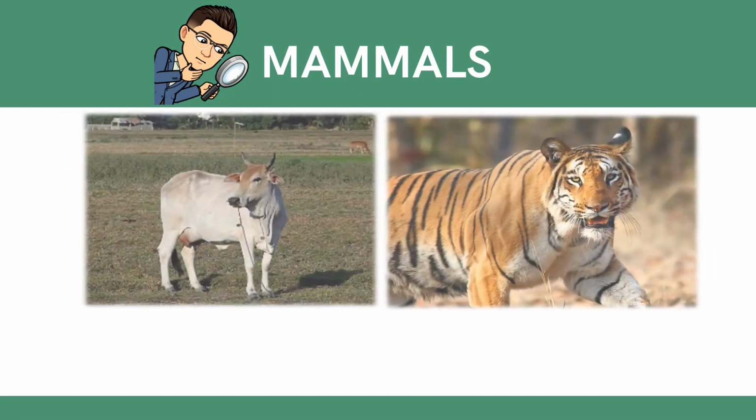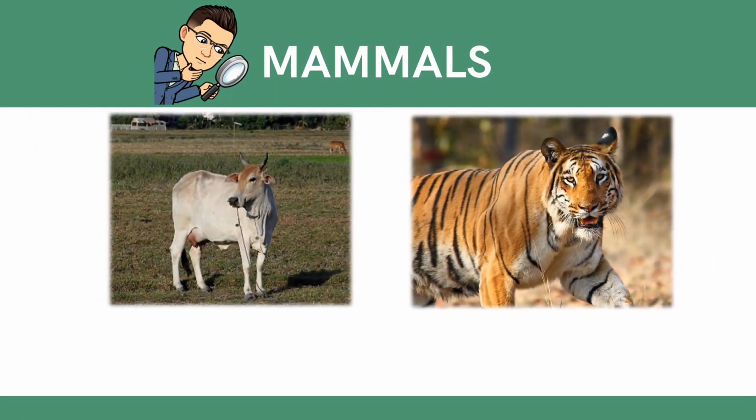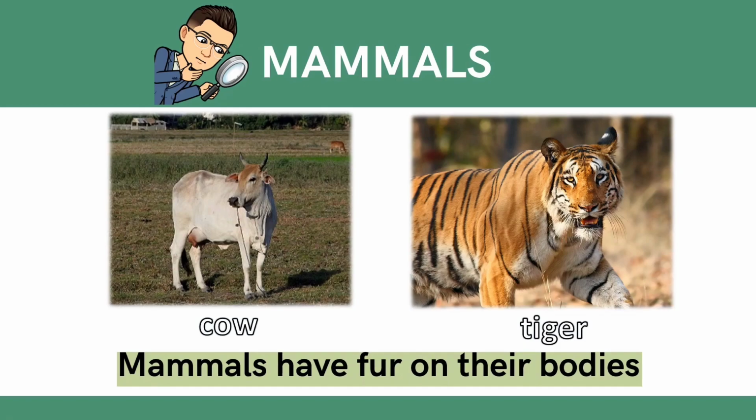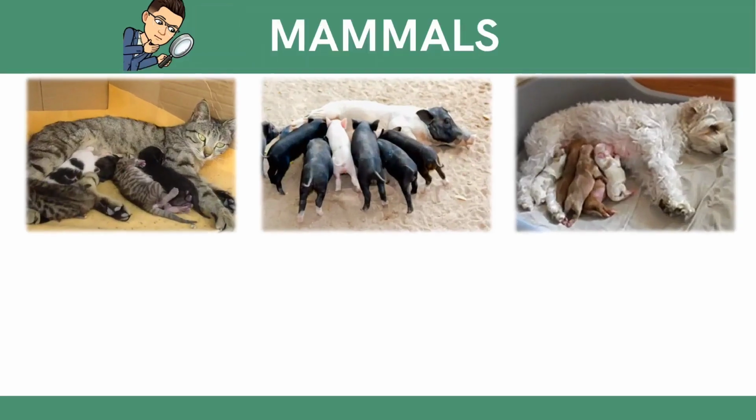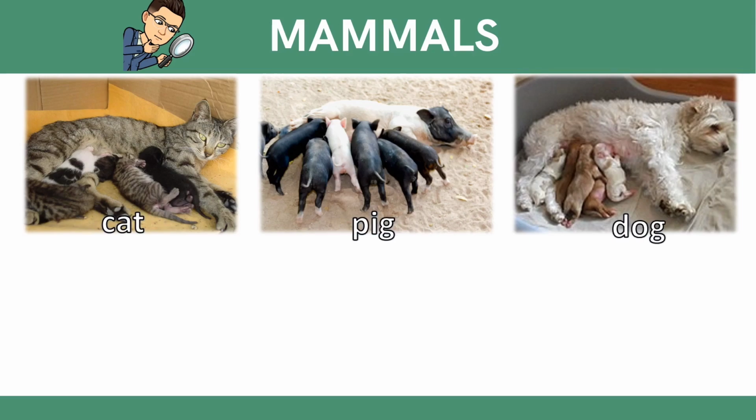Class, what are these animals? Correct, cow and tiger. Will you describe their body coverings? Very good. They have fur on their bodies. Mammals have fur on their bodies. How about these animals, class? Do you know these animals? You're right. They are cat, pig, and dog. These animals are also examples of mammals.